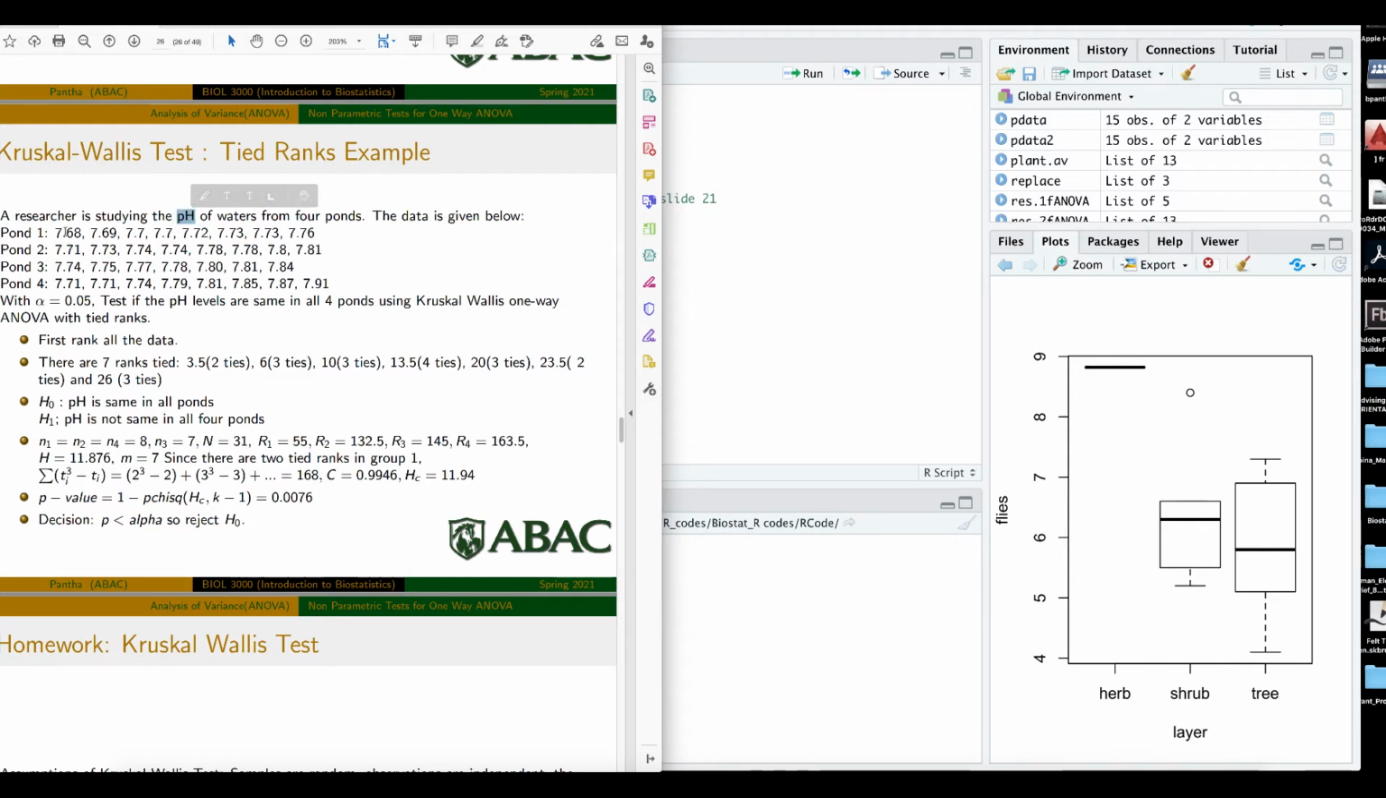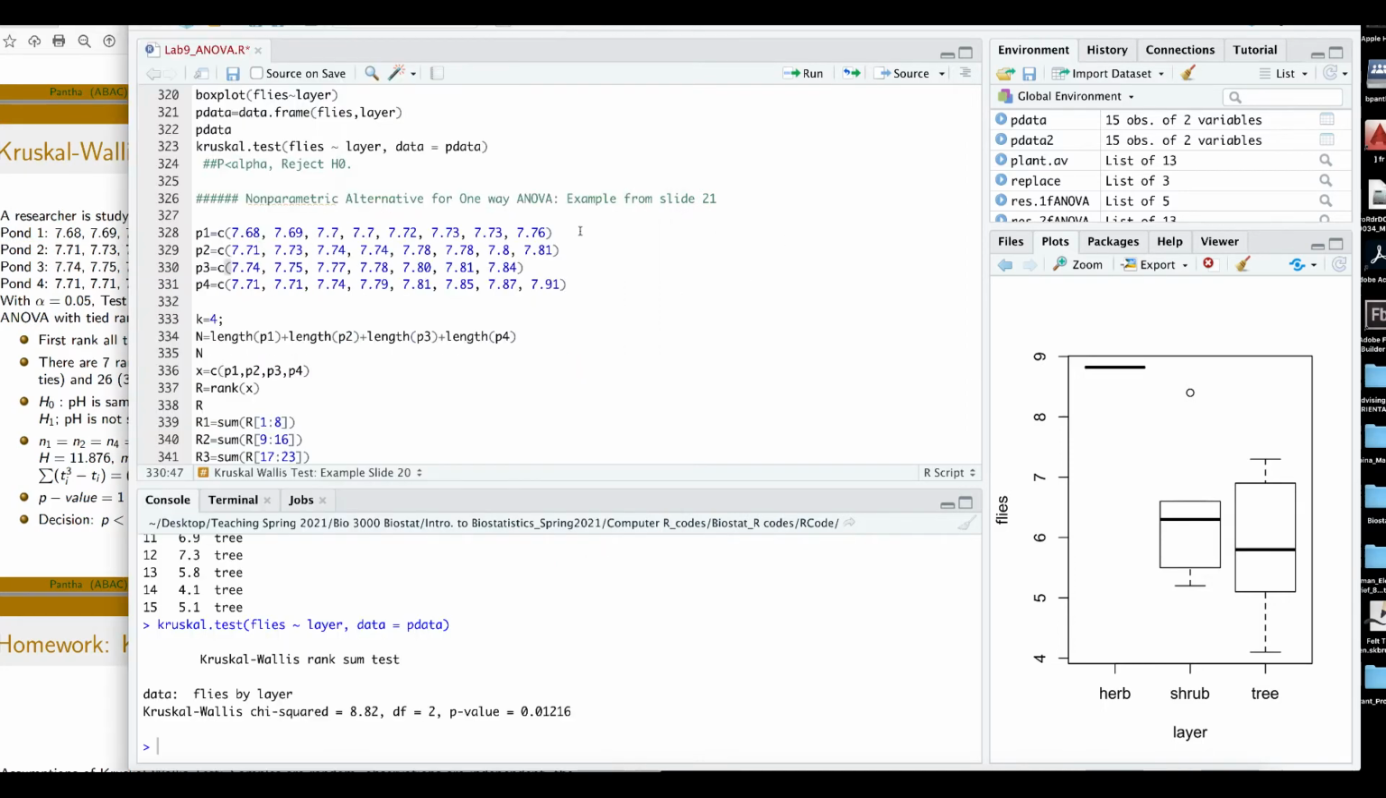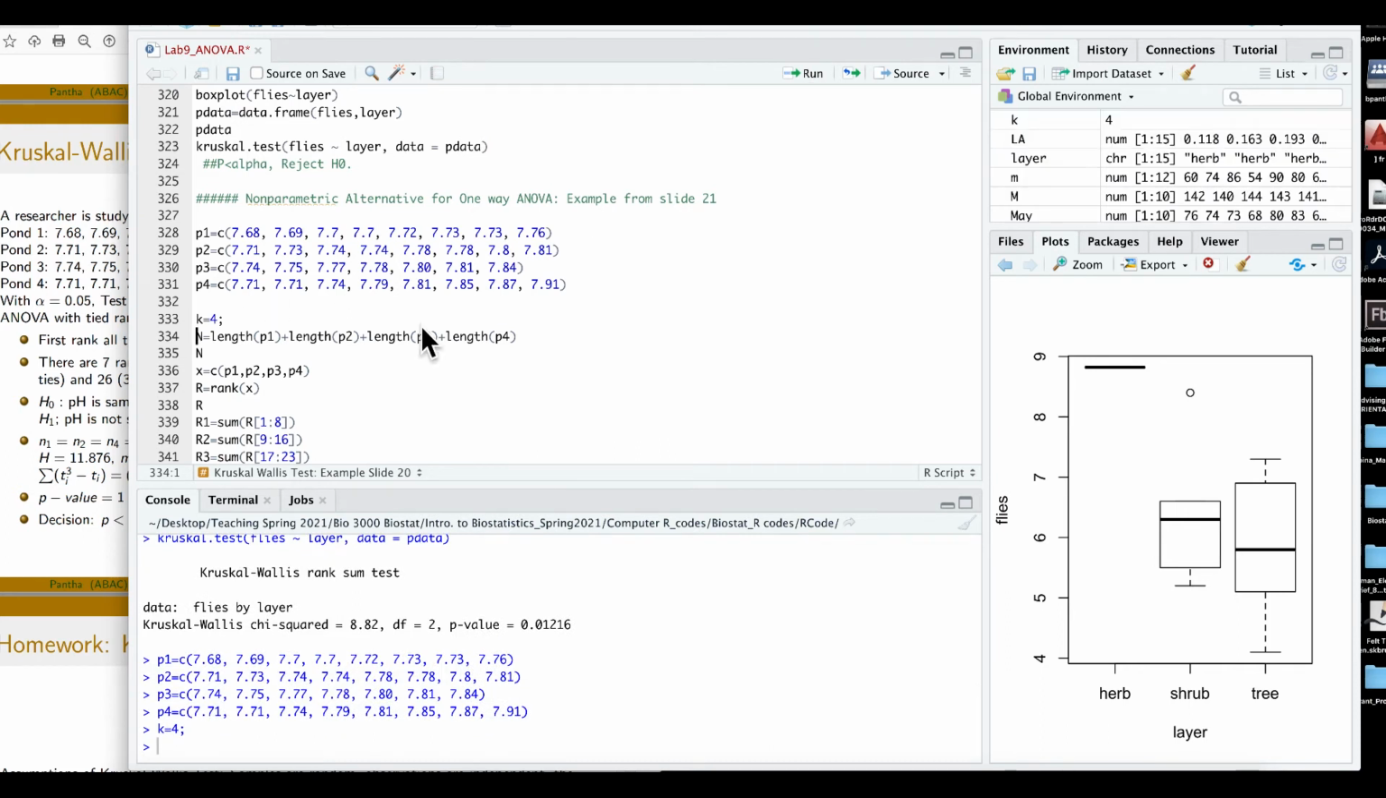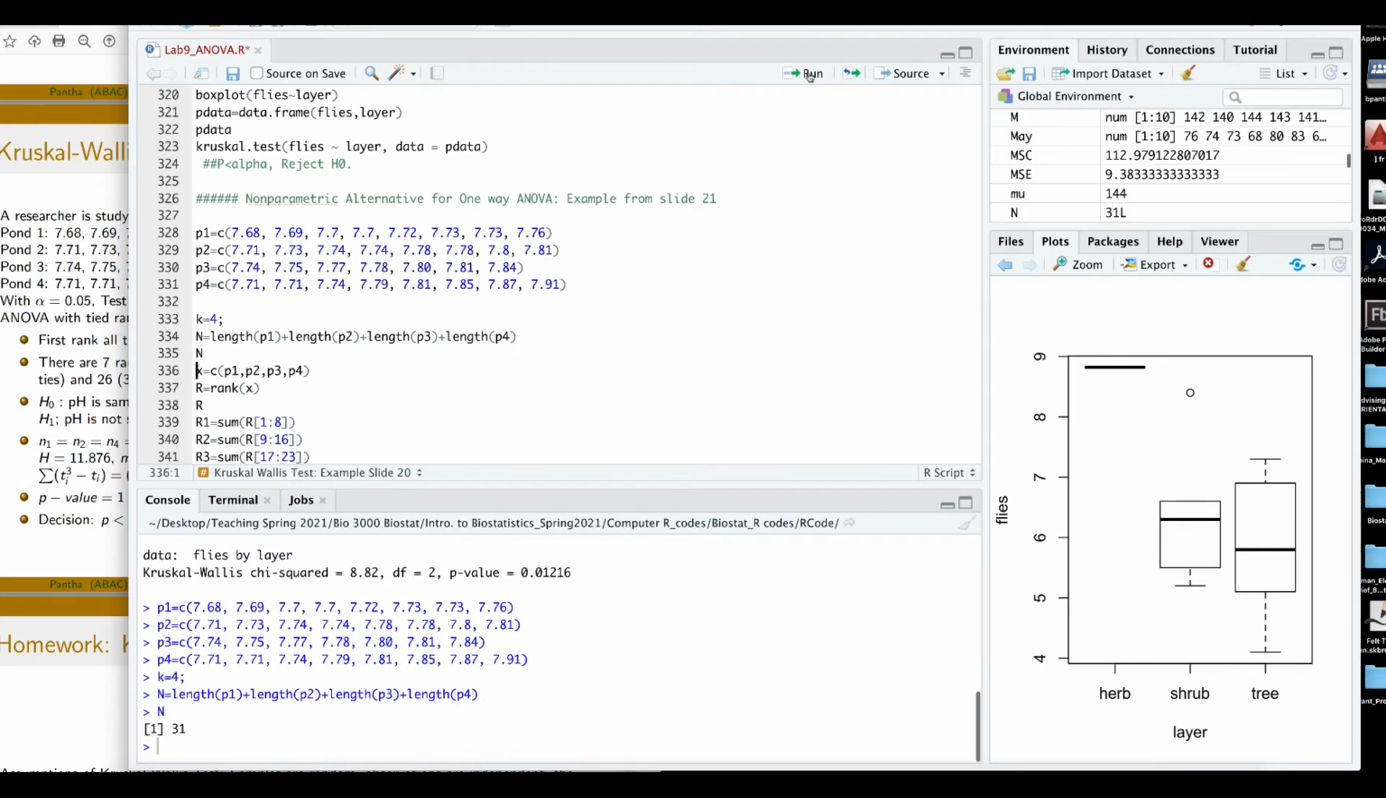In pond 1 they have samples. How many samples? 1, 2, 3, 4, 5, 6, 7, 8. So in the 8 samples, these are the pH values they found in pond 1, right? And likewise for pond 2, pond 3, pond 4. With alpha equals 0.05, test if the pH levels are the same in all 4 ponds using Kruskal-Wallis one-way ANOVA with tied ranks. First, rank all the data. So I copied the data set here: P1, P2, P3, P4. K is 4, meaning the number of groups is 4. So the total number of data points is 31.